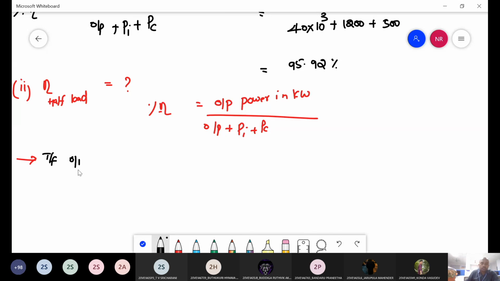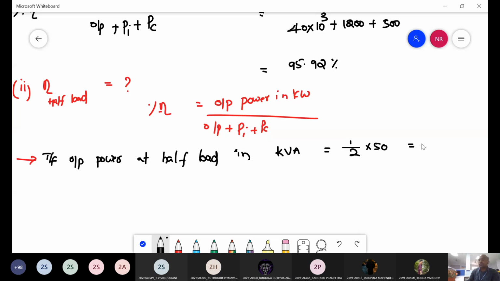Please observe carefully. Transformer output power at half load, 50% of the load, in kVA. In kVA, what is the half load? Full load is 50 kVA, so half load is 1/2 into 50. How much is it? 25 kVA.